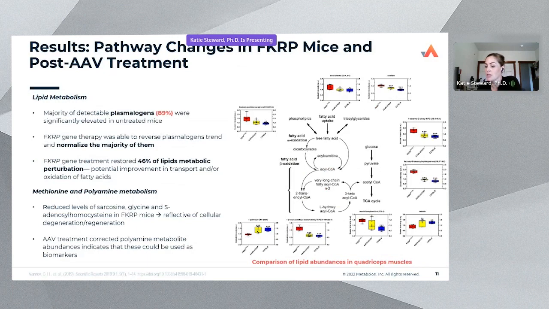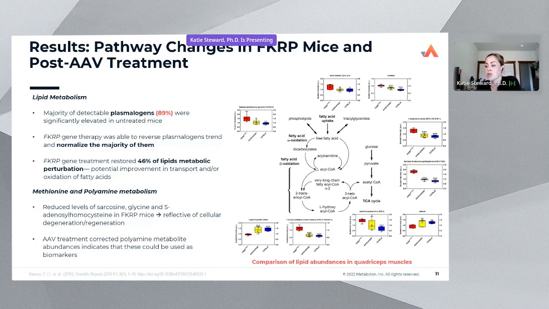Another important pathway that was dysregulated was lipid metabolism. Lipid metabolites were another class of metabolite that were significantly different. Fatty acids are critical sources of energy for mitochondrial oxidation and ATP generation. The researchers had hypothesized previously that they would see changes here, as lipids are key to skeletal muscle homeostasis. You can see that the majority of plasmalogens, 89%, were significantly elevated in the untreated mice. The FKRP gene therapy was able to reverse the plasmalogen trend and normalize almost all of them. And the FKRP gene treatment overall restored 46% of the lipids and the metabolic perturbations that were occurring there.